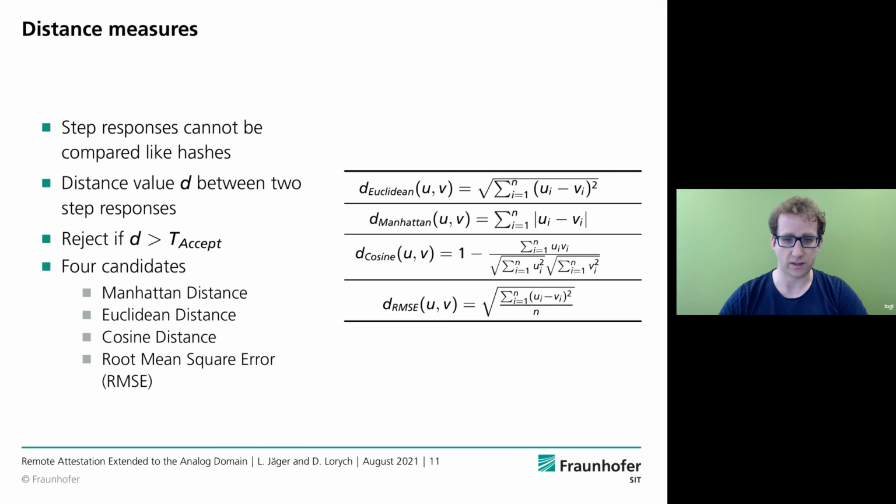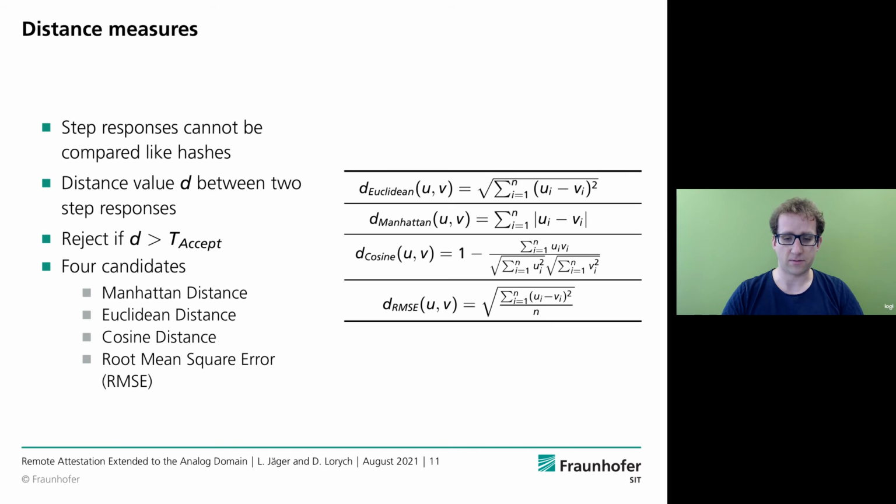And therefore, we introduced the concept of distance measures in this case. Distance measures always compare two vectors of real numbers with each other and extract a value of distance between the two vectors. If they are very different from each other, the distance will be large. And if they are very similar to each other, the distance will be rather small. Our attack detection works by setting an acceptance threshold. And if the distance between two vectors is below this value, then we don't assume an attack. And if it's beyond that value, then an attack is very probable.